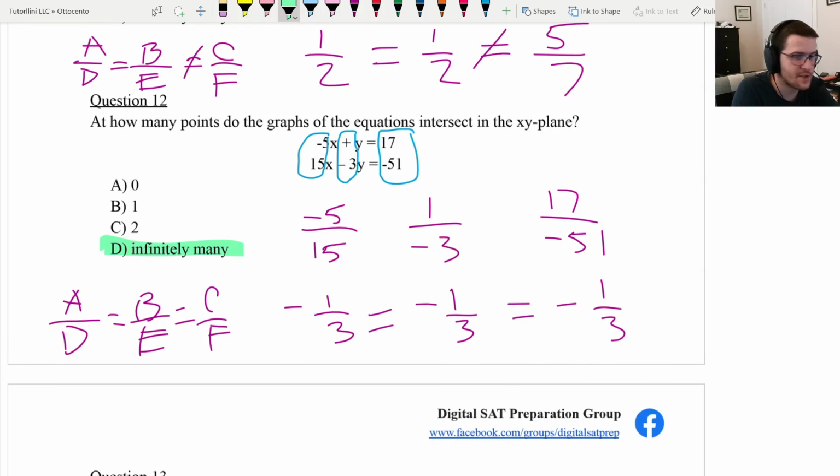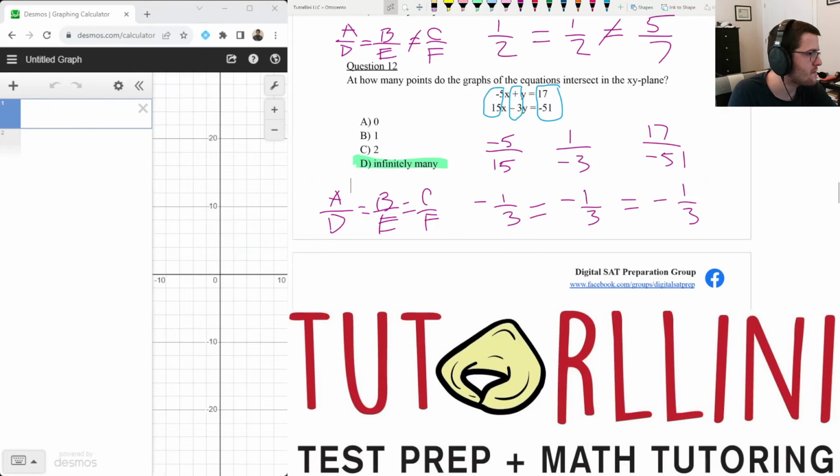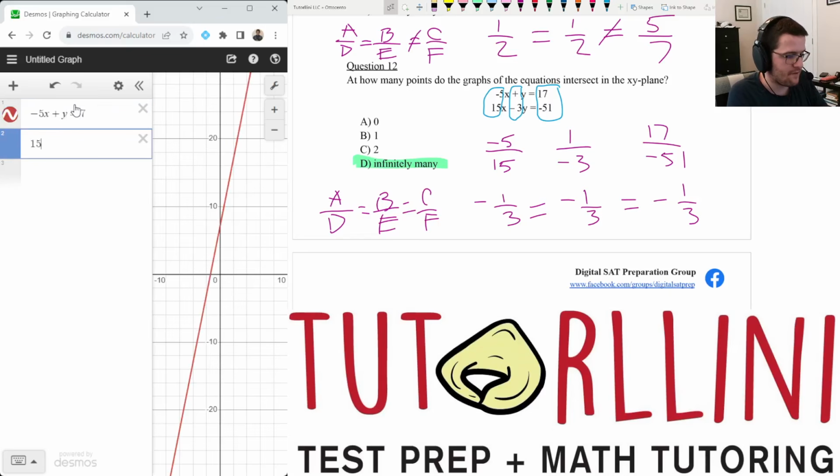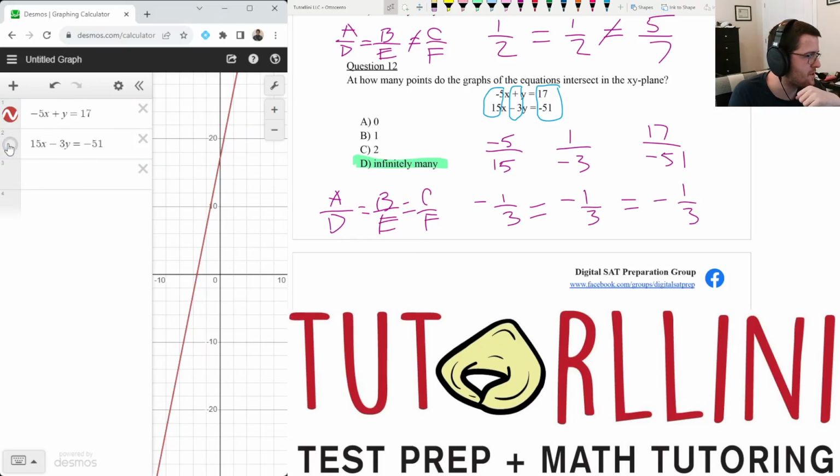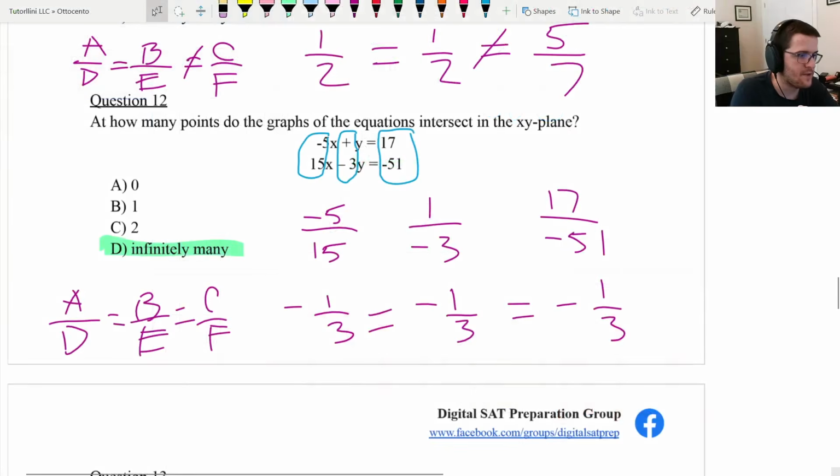Great. Let's check it. So -5x plus y equals 17. And 15x minus 3y equals -51. And I typed something in wrong. Here we go, 17. Good, okay, so the blue perfectly replaces the red, so that means we have infinitely many solutions. Okay, great, just a couple more.